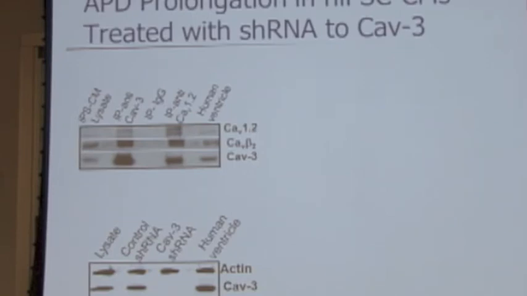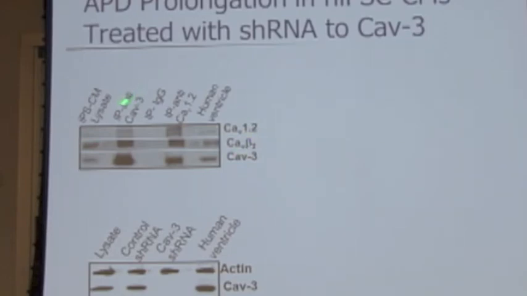So the next thing we wanted to do is, we like mice. Mice are useful, but we also like stem cell-derived cardiomyocytes. So we took some iPS-derived cardiomyocytes and treated them with a short hairpin RNA to CAV3. But the first thing we had to show was whether CAV3 was expressed in the iPS cell cardiomyocytes. And so you can see a band here where CAV3 immunoreactivity is. We also found some of our favorite beta subunits and a faint band for the L-type calcium channel.